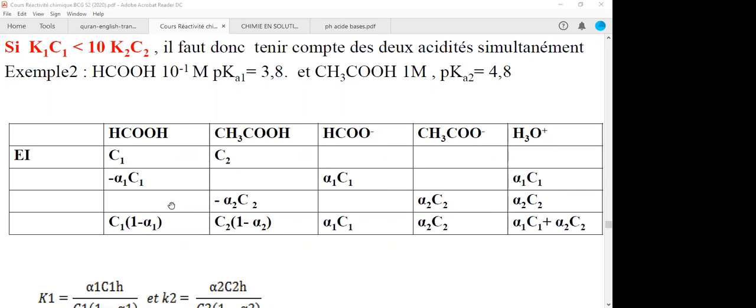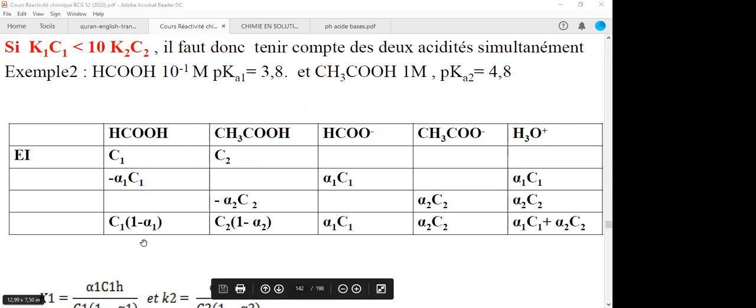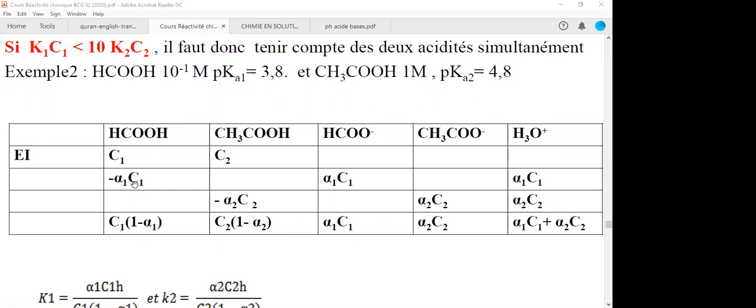And then this one is now ignored. We will consider the CH3COOH, and when it decomposes, it will form its conjugate base and it will also give out H3O+. These are the number of moles that decomposed for this acid.